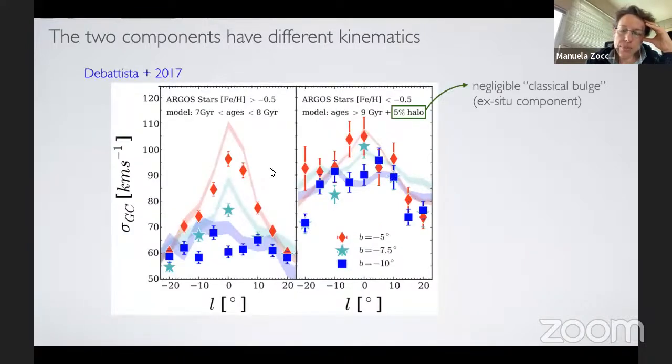And what about models? Here the points are the data and the curves are models from De Battista et al. Models are able to reproduce, at least qualitatively, the same behavior. In these models in particular, they don't have metallicity, they have ages. So this will be the relatively younger component in the model, the equivalent of metal-rich stars, and this will be the relatively older component that supposedly should correspond to the metal poor ones. Here no gradient, and here more gradient.